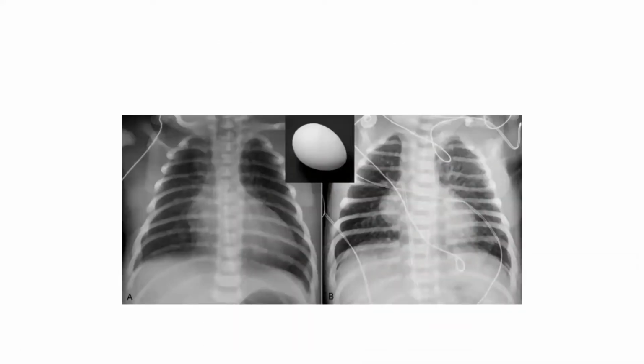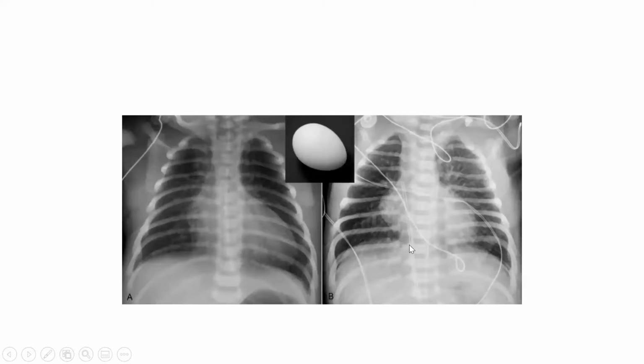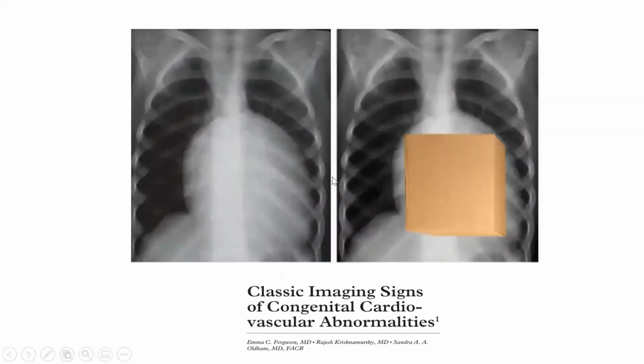Now, what is this? They call it egg on side, or sometimes egg on a string. Egg on a string or egg on side. This is transposition of great arteries. Okay, so in transposition of great arteries, the heart silhouette takes this morphology of egg on side or egg on a string.